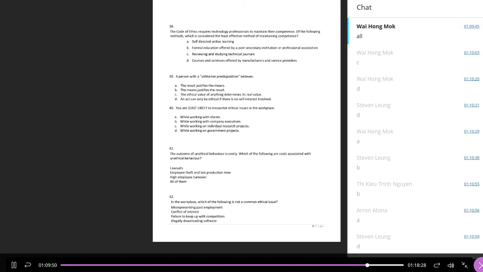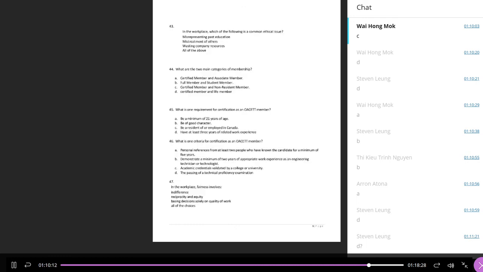In the workplace, which of the following is not a common ethical issue? Well, which one of those is not an ethical issue at all? C, that's right. Failure to keep up with competitors is a business issue, not an ethical issue. 43, in the workplace, which of the following is a common ethical issue? Right, it's all of those.